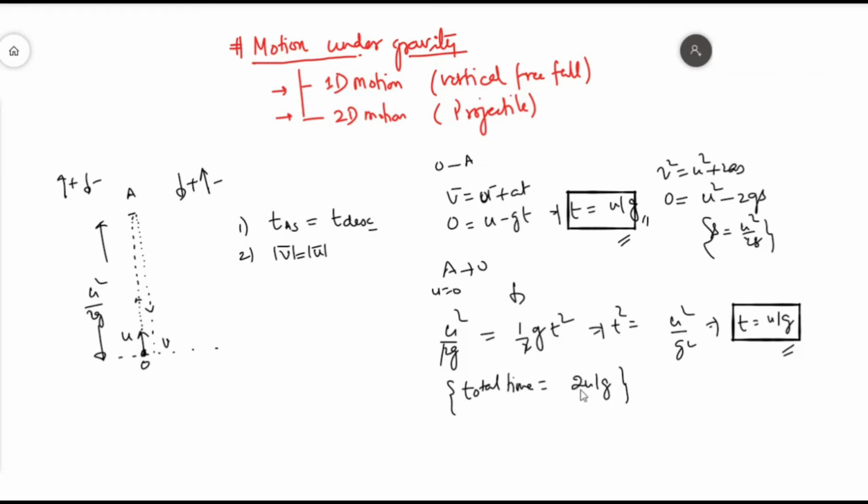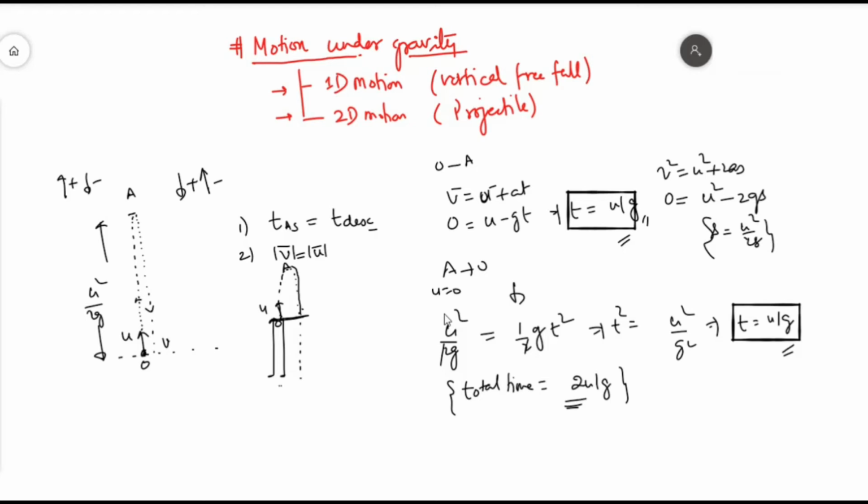Keep in mind, this total time is the time it takes to go from point O and then come back at the same height. So suppose I have this scenario where the particle is thrown from this height and it goes up and then it comes to ground. In that case I cannot use this 2u by g. If the particle is thrown with a speed u, this 2u by g is going to be used for this path, just going from this point O to A and then coming back to O. This whole path is not going to be 2u by g, just this upward part, because it's coming back to the same point.